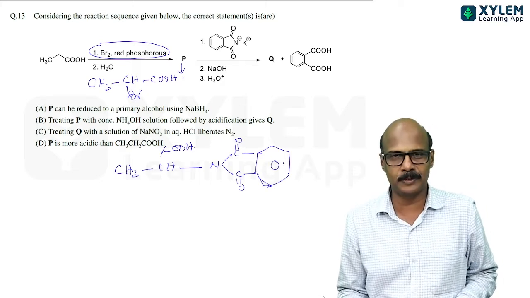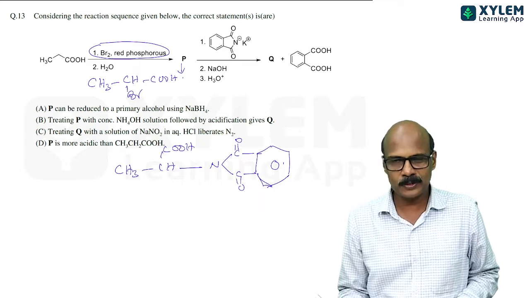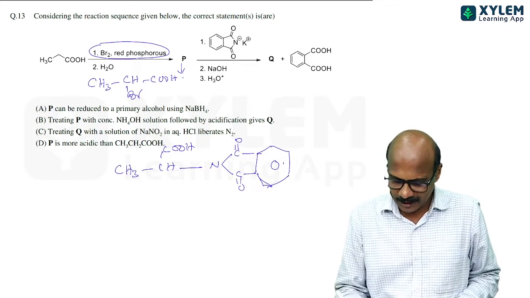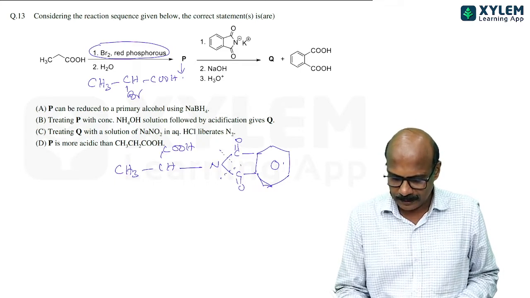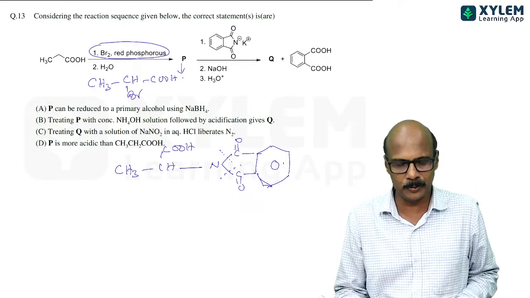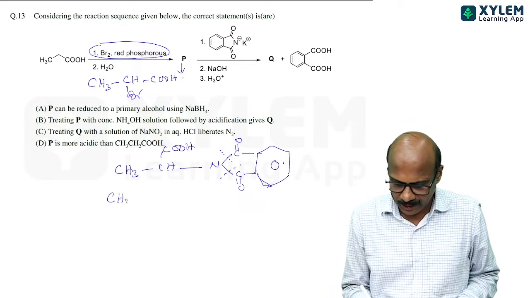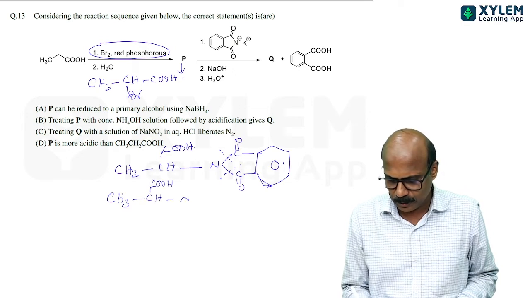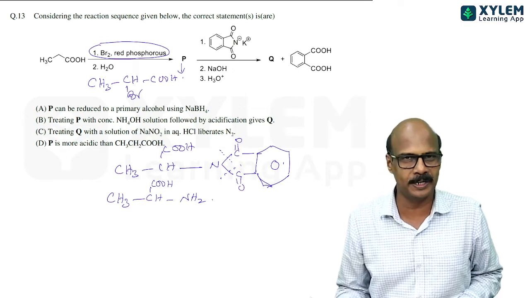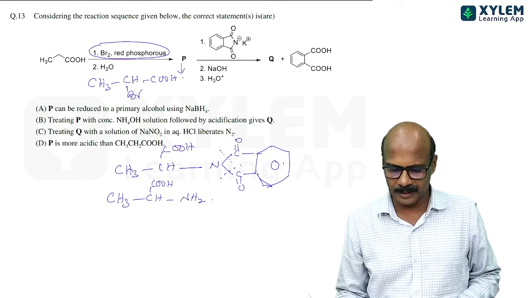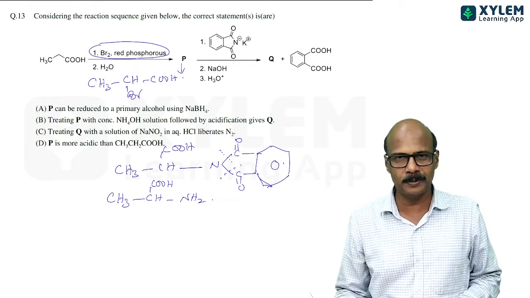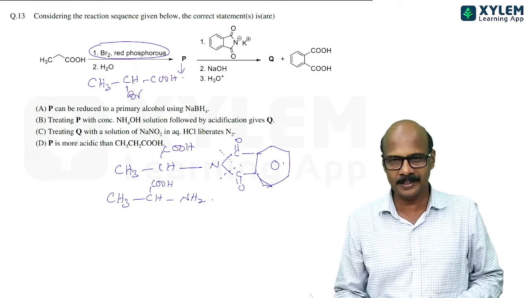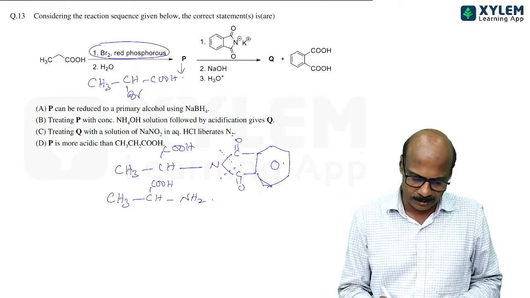This is subjected to hydrolysis. So, what is expected? On hydrolysis, you can expect the formation of a primary amino group. So, you are getting alanine. Alanine, you know, is the second alpha amino acid. The first one being glycine, the second one is alanine. So, the Q obtained here is alanine. Clear? Now, let me read the options.